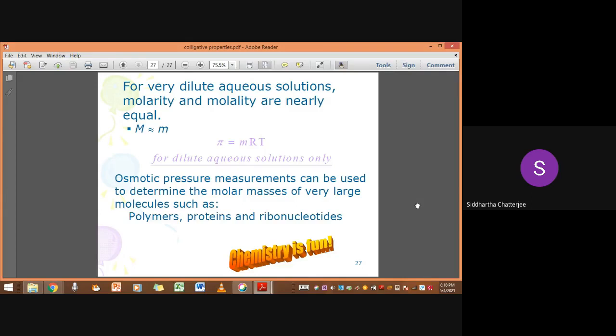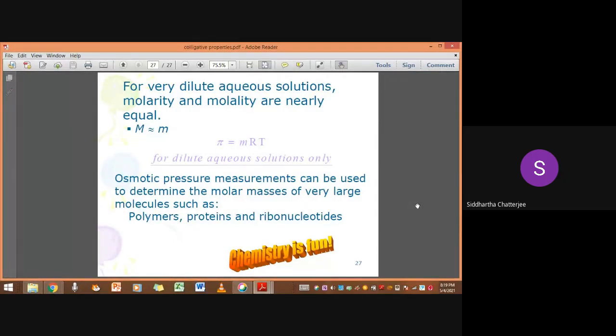Therefore, osmotic pressure measurement also can be used to determine the molar mass of very large molecules such as polymers, proteins, and ribonucleotides. So from the colligative properties, as we started at the very beginning, from the relative lowering of the vapor pressure, then elevation in the boiling point, then depression in the freezing point, then from the osmotic pressure, we can find out the molar mass of a non-volatile solute.